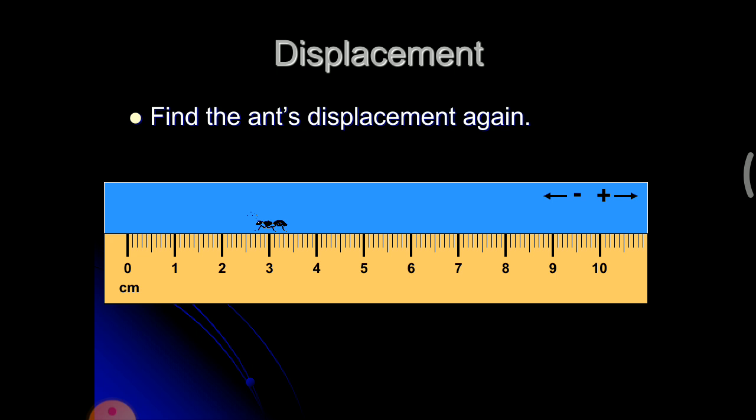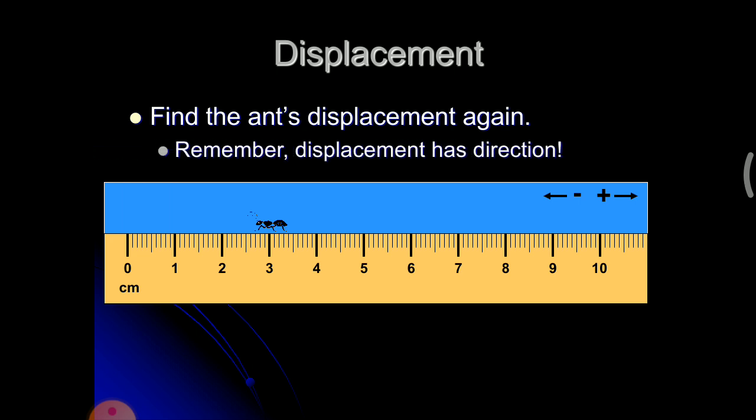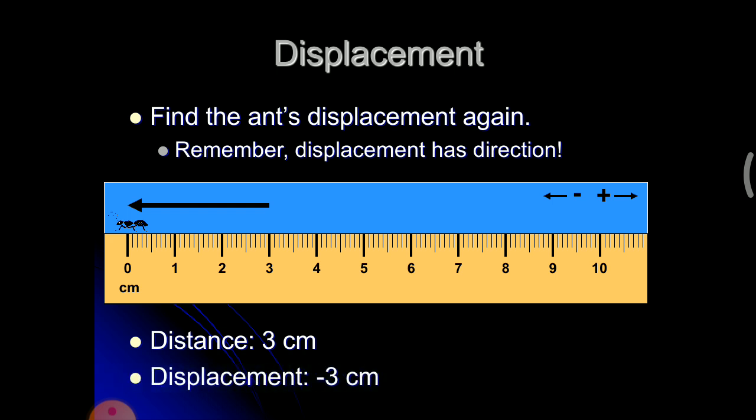Find the ant's displacement again. Remember, displacement has a direction. Now the ant traveled from 3 to 0. So the distance is equal to 3 centimeters. The displacement is equal to minus 3 centimeters. In a displacement, we have to mention the direction. So the minus sign indicates the direction of the ant.